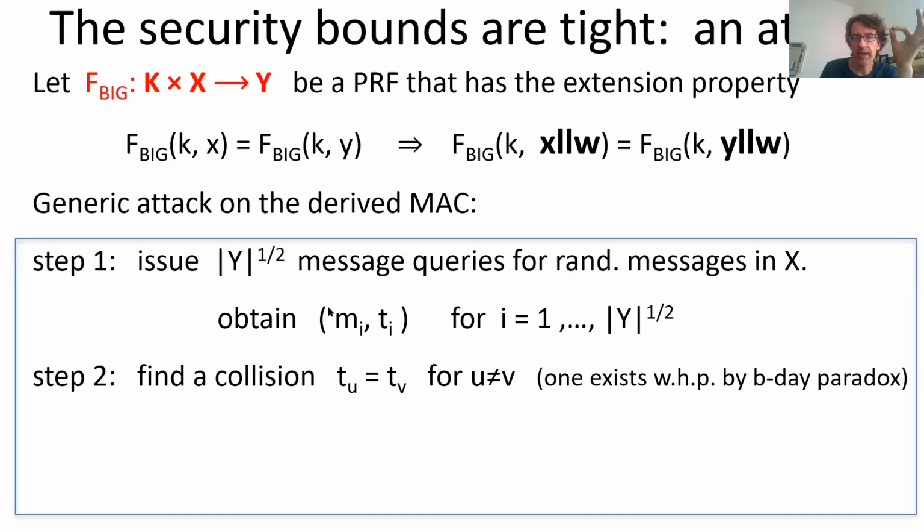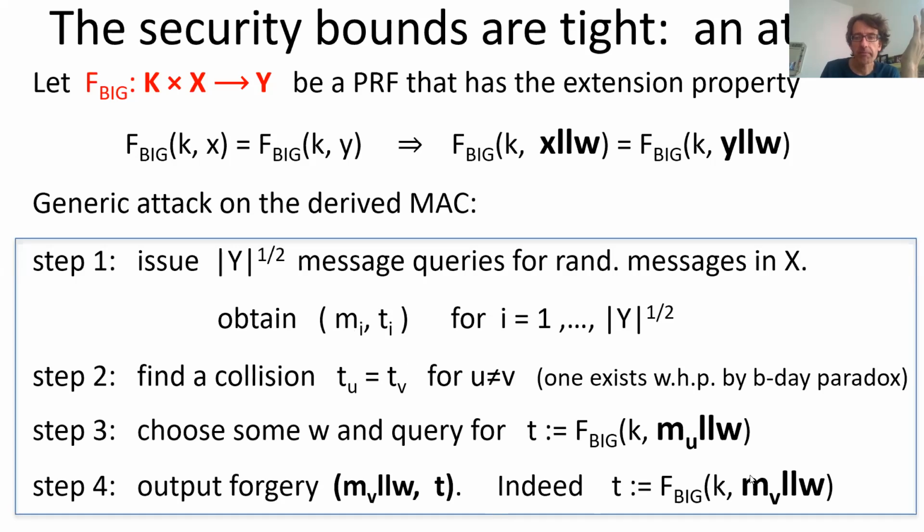So at that point, I have two messages, MU and MV, such that the messages differ, but TU and TV are the same. It's a collision on this big PRF. So now I can ask for a MAC on MU followed by anything, and I output the forgery MV followed by the same thing with the same MAC, and it's guaranteed to work.